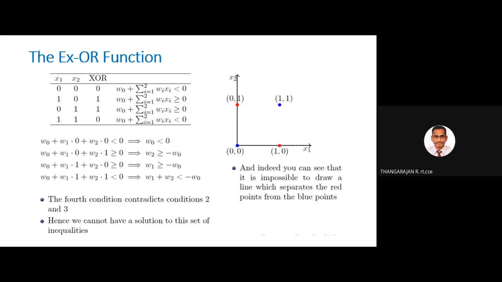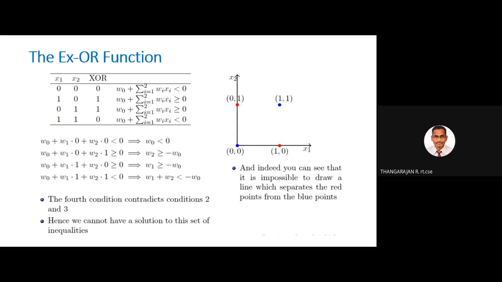When both inputs are 0, W0 should be less than 0. When x2 is 1, W2 is greater than or equal to minus W0. When x1 is 1 and x2 is 0, W1 should be greater than or equal to minus W0. But when both are 1, W1 plus W2 should be less than minus W0. So is there any problem here? Do you see a problem here?